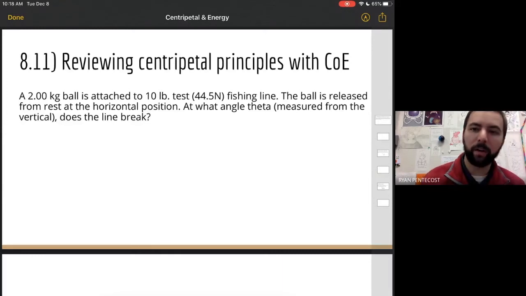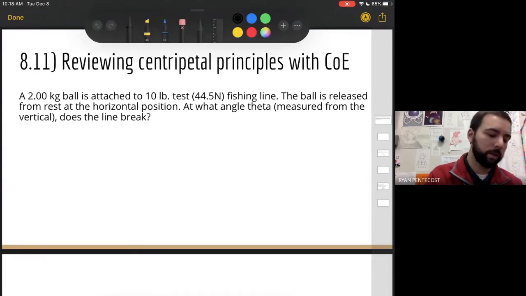Okay, so we've got a 2-kilogram ball attached to a 10-pound test fishing line. That's 44.5 newtons. That means that it's going to break at that amount of force. The ball is released from rest at the horizontal position, and at what angle theta measured from the vertical does the line break?